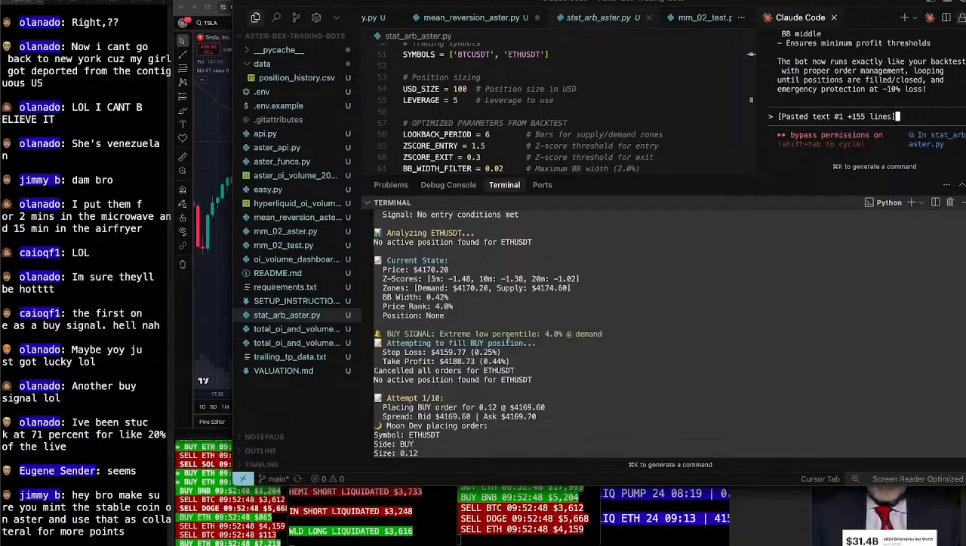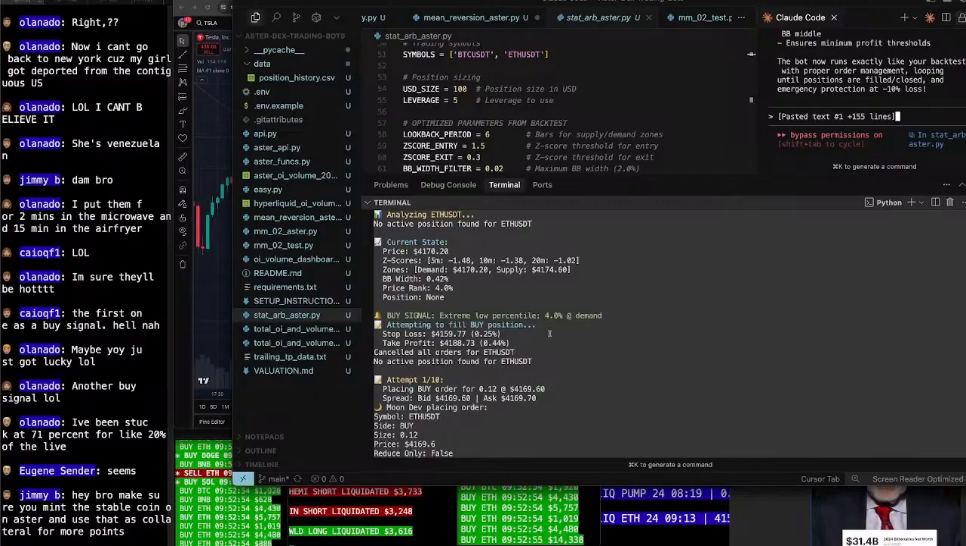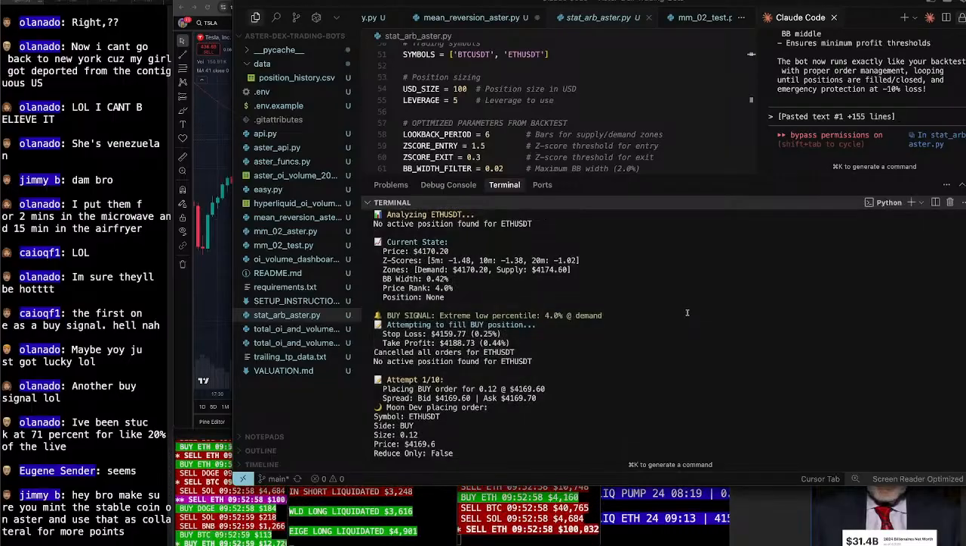Okay, buy signal, extreme low percentile, 4% at demand. Okay, just bought ETH again, dude. Jesus, this is gonna smoke us.